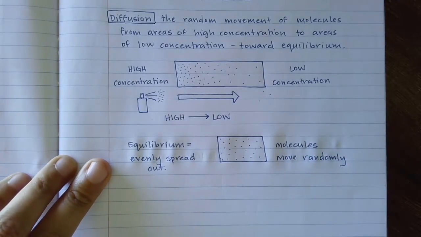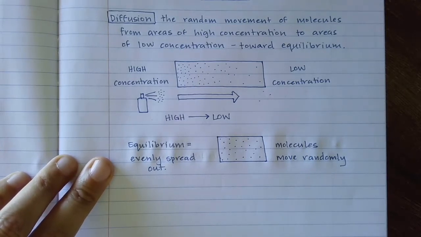So at equilibrium, the molecules are evenly spread out and there's no concentration gradient, because all of the molecules are the same approximate distance from each other. Once the molecules are at equilibrium, they're just going to keep mixing around while staying evenly spread out. So let's do some practice with molecules in different scenarios.